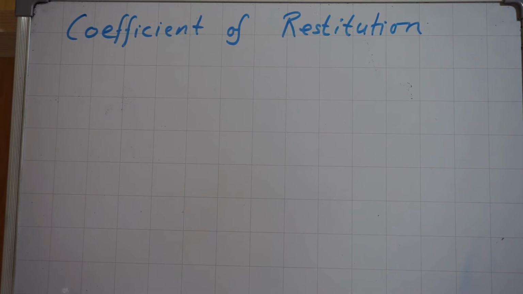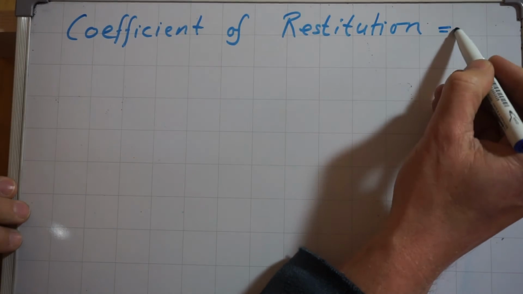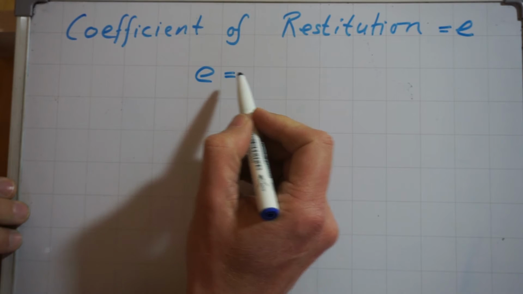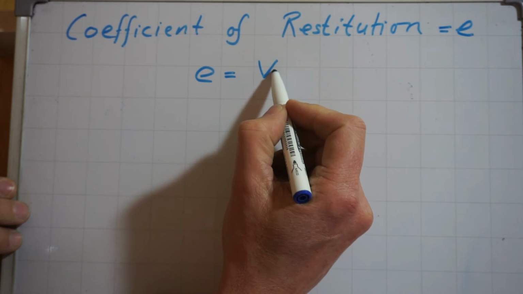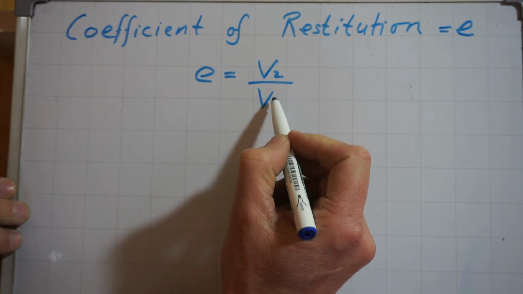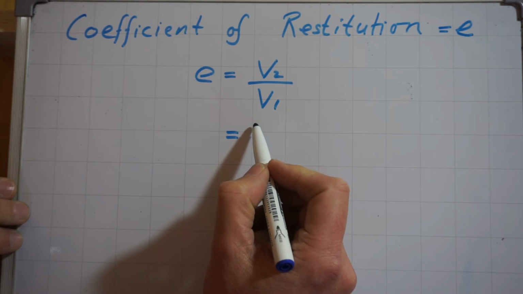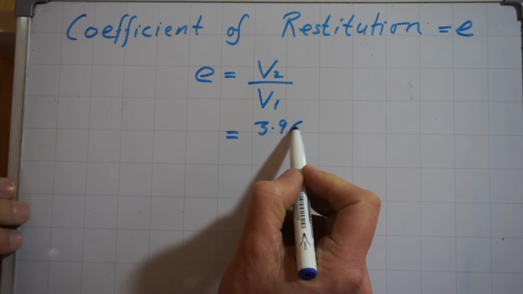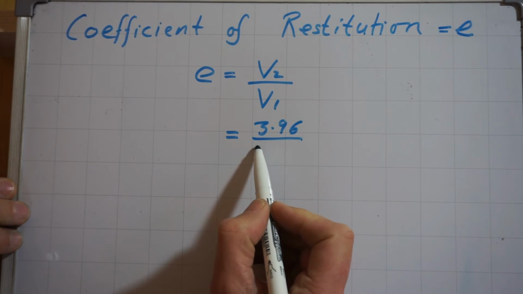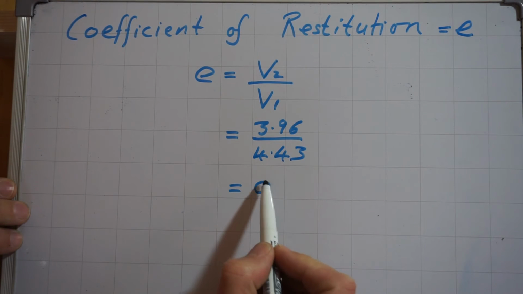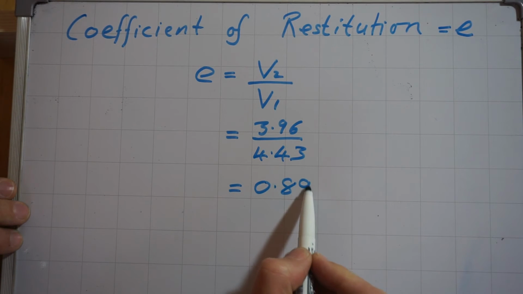We can now use the impact speed and the rebound speed to calculate the coefficient of restitution, which we will call E. E is equal to the rebound speed, V2, over the impact speed, V1, which in this case is 3.96 over 4.43, which gives us a value of 0.89.